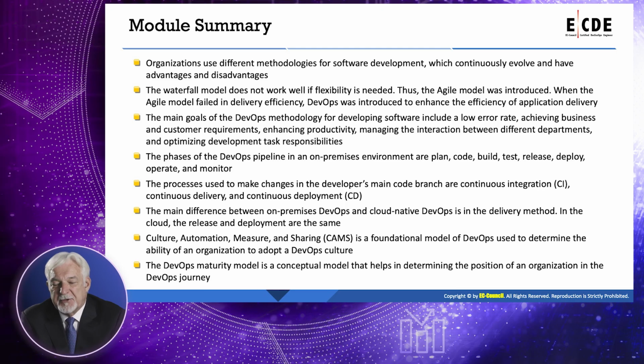Culture, automation, measurement, and sharing, or CAMS, is a foundational model of DevOps used to determine the ability of an organization to adopt a DevOps culture. The DevOps maturity model is a conceptual model that helps in determining the position of an organization in their DevOps journey. That concludes Module 1. I hope that was interesting enough to keep you engaged in thinking about where we're going to go with security in the DevOps model. See you in the next module.